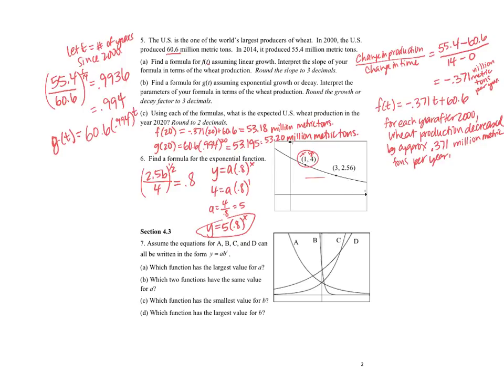For the next one, I have 4 functions that they're all exponential. So the first one says which one has the largest value for a, and then the next one, which ones have the same value for a. So I think what we need to do is think about what role a plays in the graph of this function. So if we have y equals ab to the x, this a is my initial value. So that's my initial value.